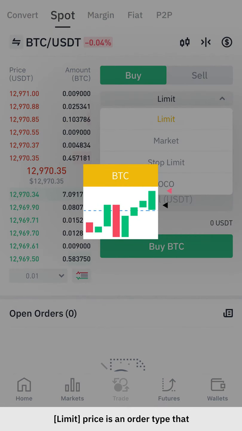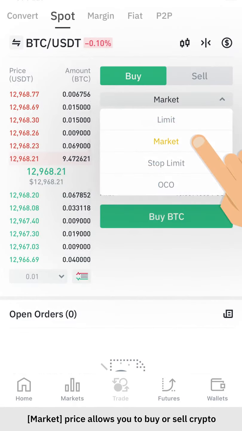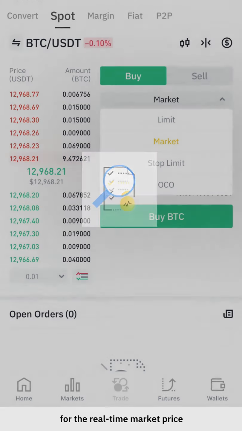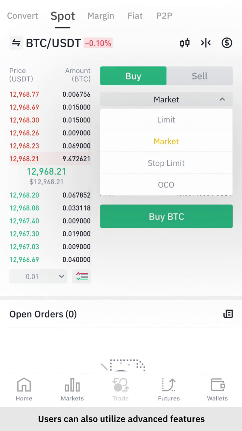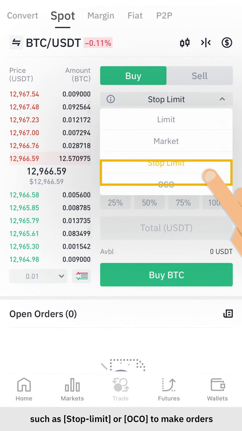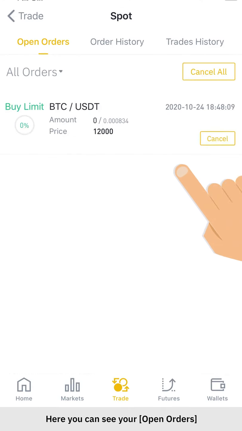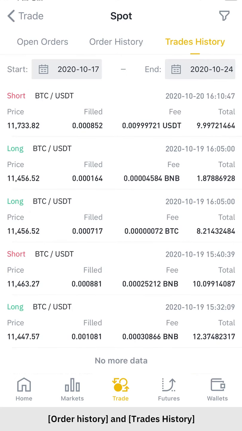Limit price is an order type that allows you to buy or sell crypto for a specific price. Market price allows you to buy or sell crypto for the real-time market price. Users can also utilize advanced features, such as Stop Limit or OCO to make orders. Here, you can see your open orders, order history, and trades history.